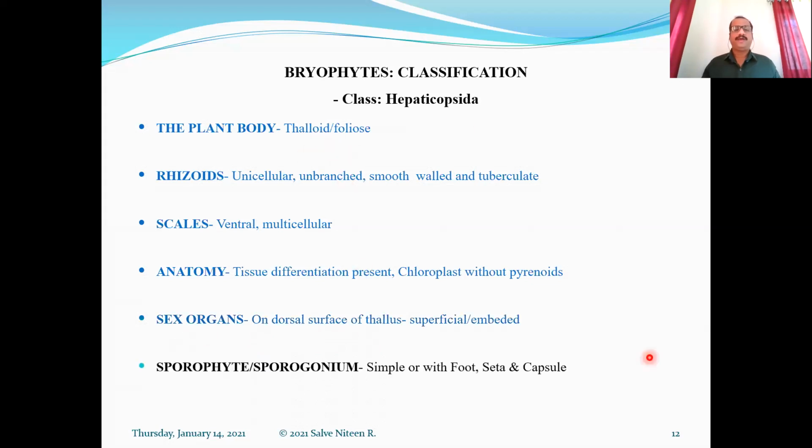Okay, the sporophyte we have studied, which is also called the sporogonium, consists of three distinct regions. The sporophyte is a structure very similar to the gametophyte plant body, which is thallus-like. Here also it is a structure very similar to the plant body, but without root, stem, or leaves. What does it consist of? Instead of roots, stem, and leaves, it consists of foot, seta, and capsule.